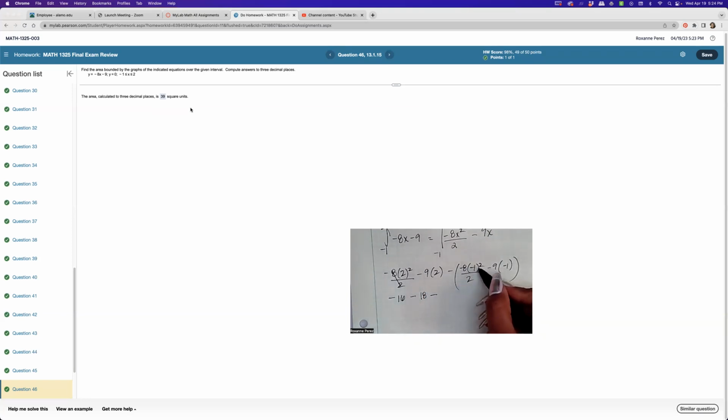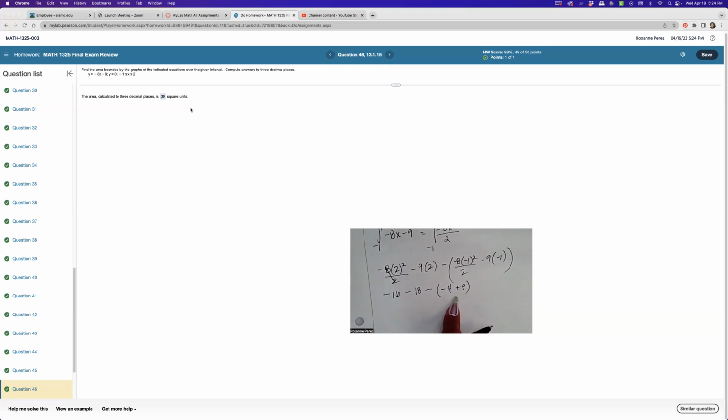This is going to be 1 times 8. So -8 divided by 2 is a -4. And -9 times -1 is +9. And so this is going to give us -16 minus 18 minus -4 plus, this is going to be +4 minus 9. So -16 minus 18 plus 4 minus 9, which is going to give us a -39.